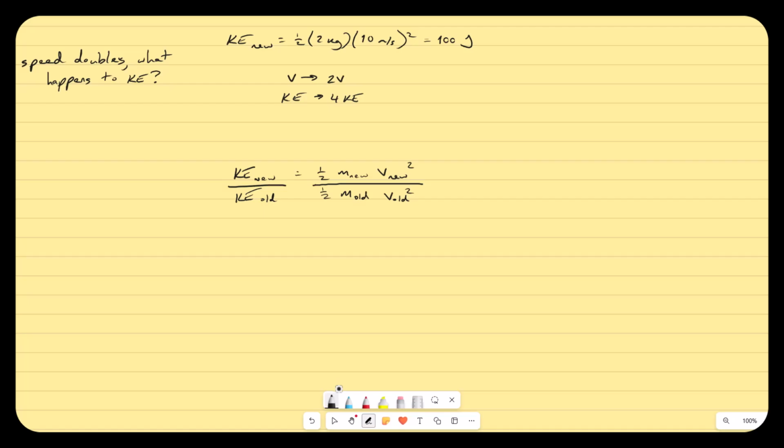And we're going to divide these. The half cancels. The mass new and mass old, those are the same. And then for v new, I'm going to put in that we are doubling our v old. So this thing, 2 squared, that's 4 v old squared over v old squared. The v old squareds can cancel, and I am left with 4. Solving that, kinetic energy new equals 4 times kinetic energy old.